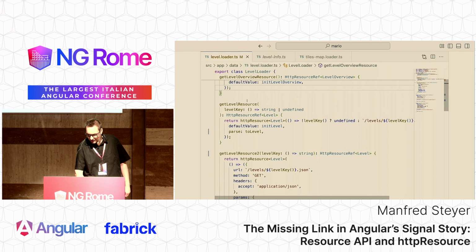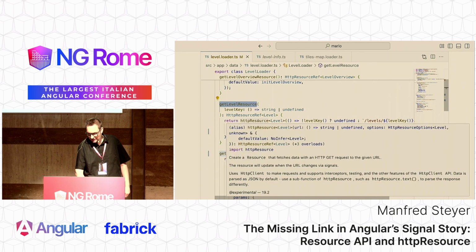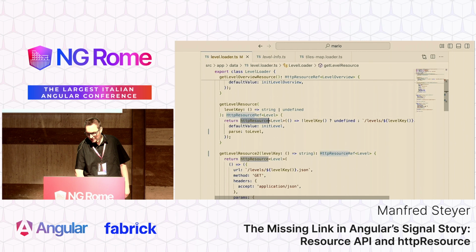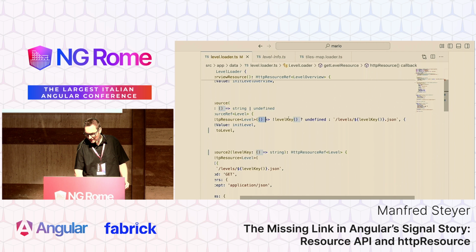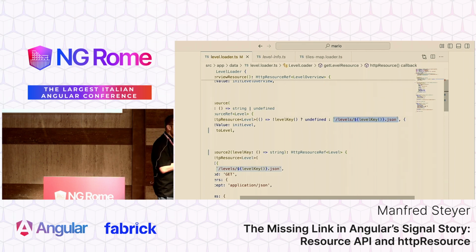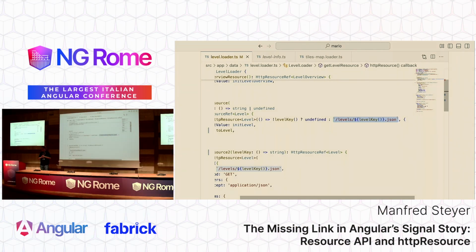Okay, so now let's have a look at getLabelResource. Here I'm doing more or less the same. I have here my HTTP resource of label, and here I have my lambda expression that is returning my URL. And now we see why all this data needs to be presented as a lambda expression. Because in here we could use a signal, like my label key. And every time this signal is changing, the resource is triggered again. The resource will start loading the new URL.